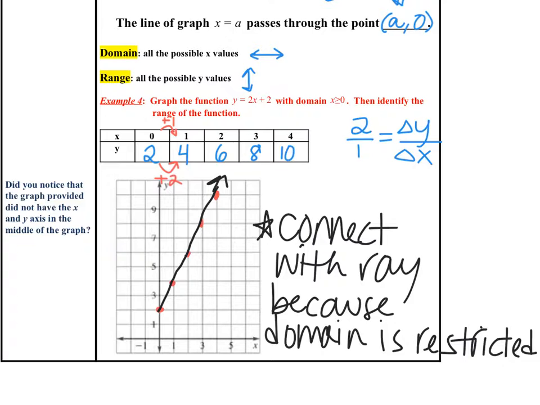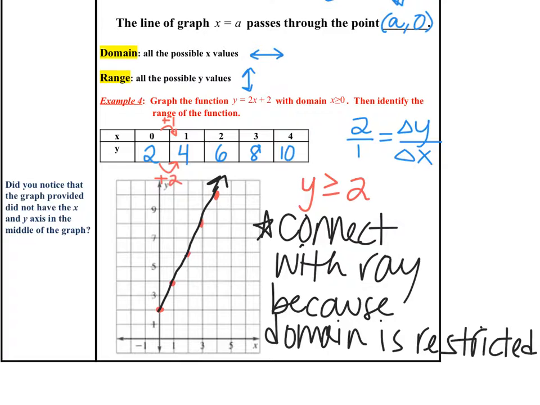What's the range? Yeah, so look at my range. What's the lowest? Up. 2 to 10. The range starts at 2. So we'd say y values greater than or equal to 2.